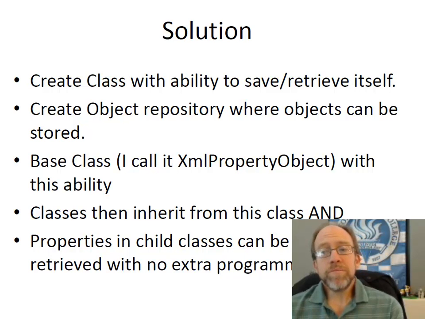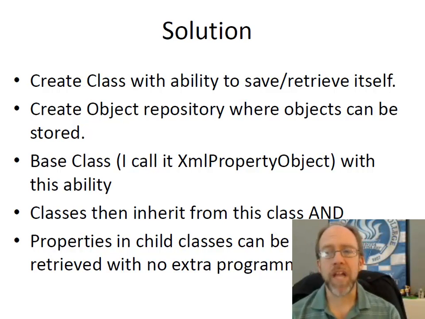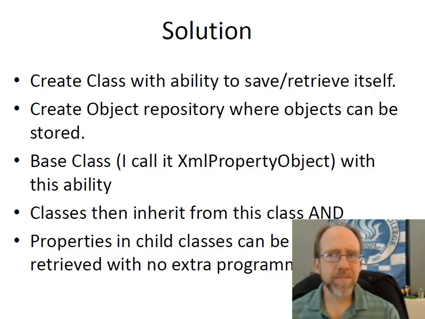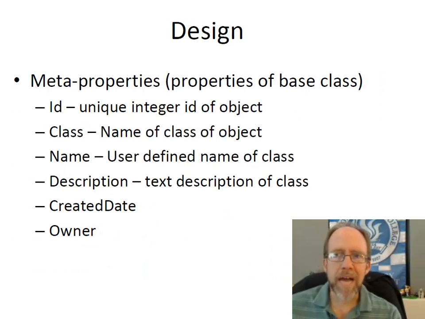And then all I have to do is make all the classes that I want to use inherit from this class. So when I have a class that's inherited from my XML property object, I can just save it and it saves, and I can retrieve it and it retrieves. Well, that's great in theory, but you've got to practically make these things work. So how does that happen?